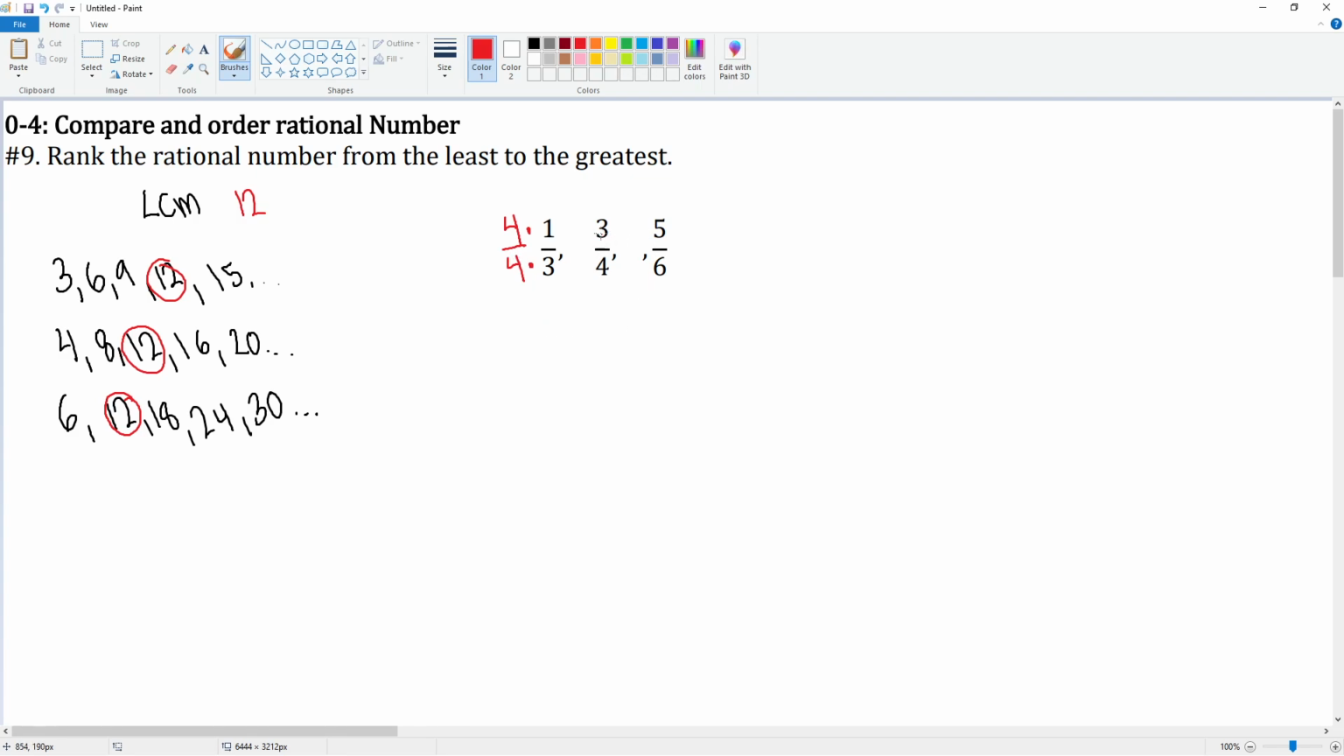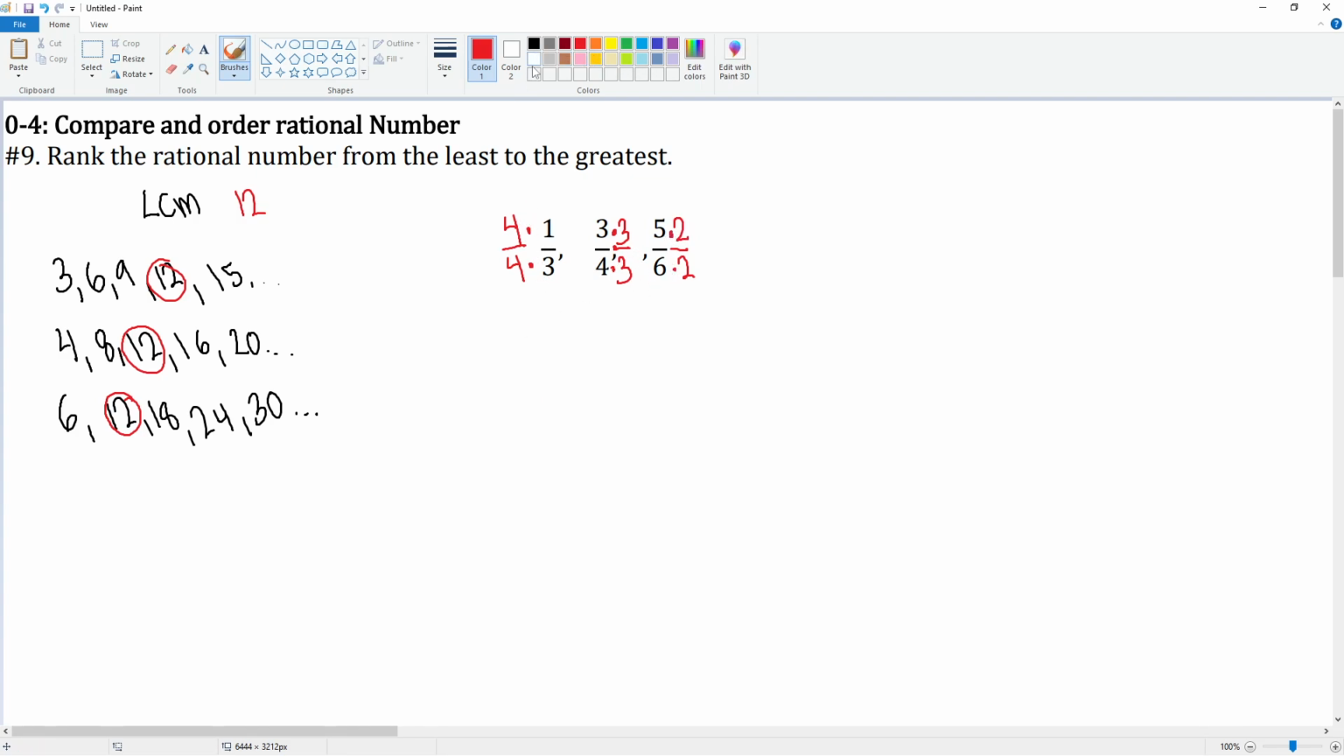Then we have the 3 over 4. To do that, we have to multiply this by 3 because 4 times 3 is 12. And we also have to do that to the top as well, because 3 over 3 is just 1. Lastly, the 5 over 6. We have to multiply this by 2 to get that into 12. We also have to do it to the top as well.